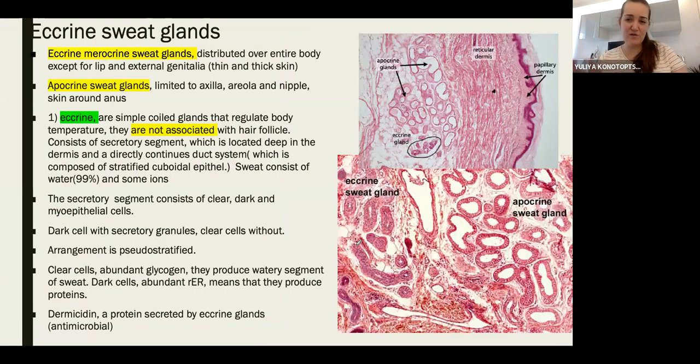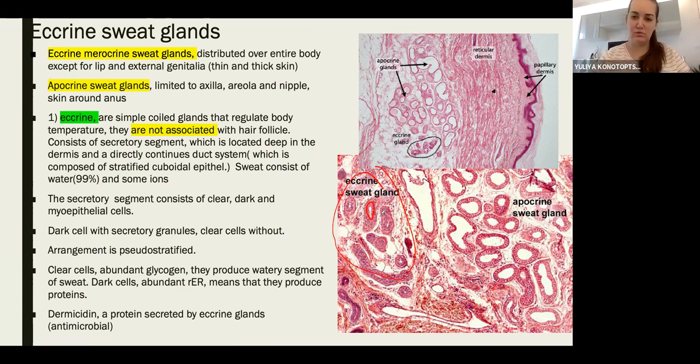Sweat glands. We know everything about them. We learned them last semester. That's for you, as a recap. We have eccrine sweat glands. That's how they look. They have a very tiny lumen. Their type of secretion is merocrine. They are present everywhere, in your thin and thick skin.